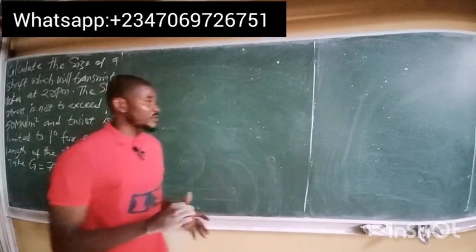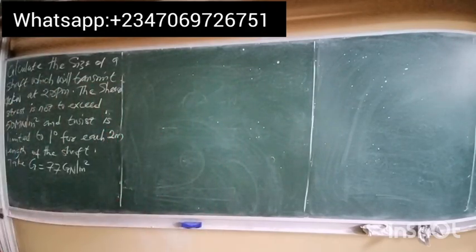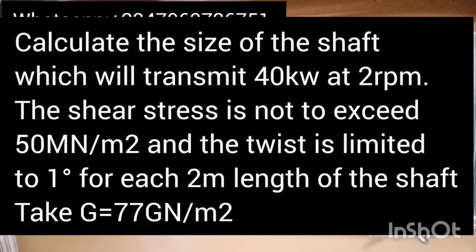So let's consider we have the problem on the board, and it says calculate the size of a shaft which will transmit 40 kilowatts at 2 revolutions per minute. The shear stress is not to exceed 50 meganewtons per meter squared, and the twist is limited to 1 degree for each 2-meter length of the shaft. Take the shear modulus of rigidity G as 77 giganewtons per meter squared.